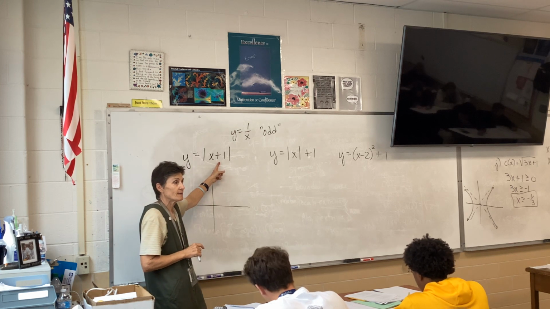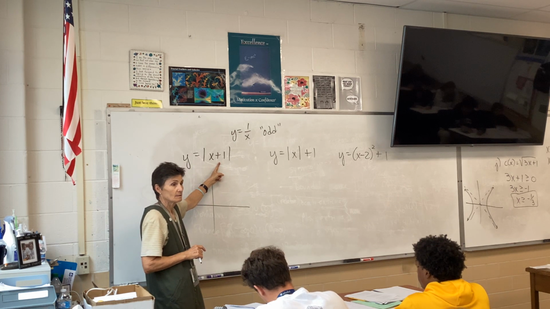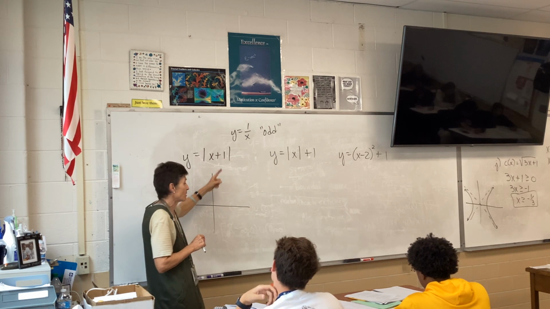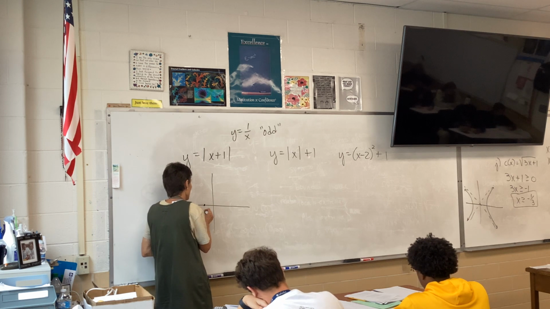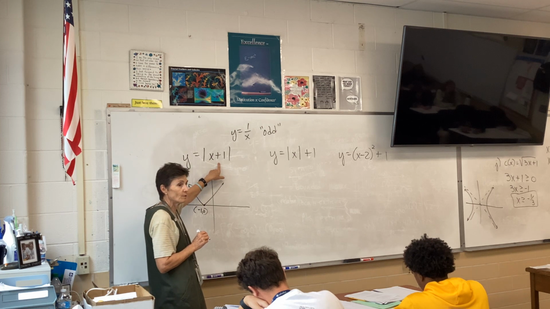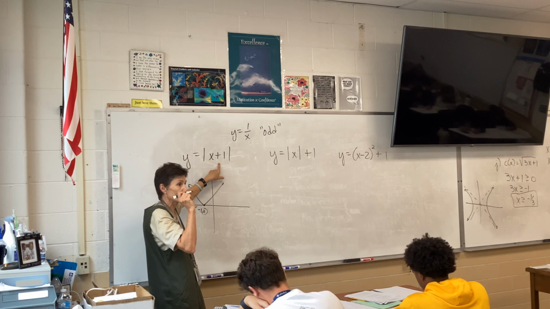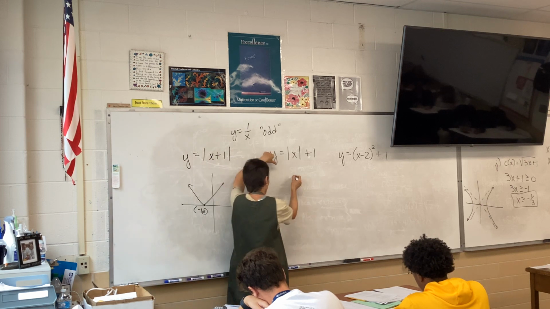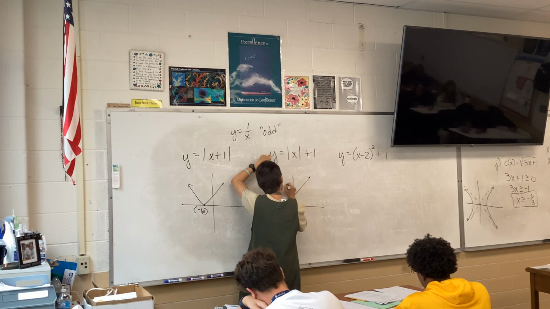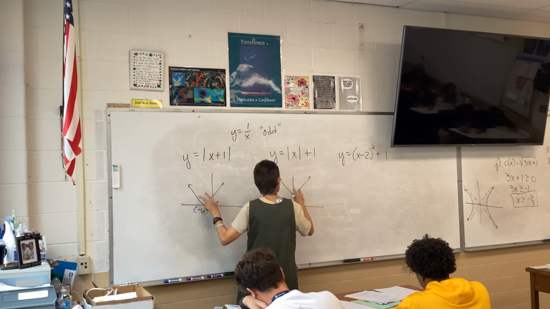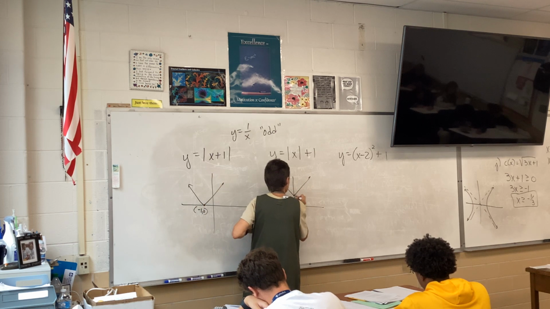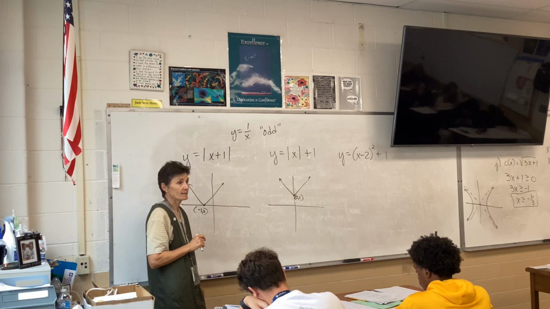What does this do to the V? One to the left. Lewis is exactly right. This takes me 1 unit to the left. So I have my exact same V, but it has moved 1 unit to the left. What about this one? What has this one done? 1 up. So these two are exactly the same size, shape, everything. They have been positioned differently, 1 unit up.